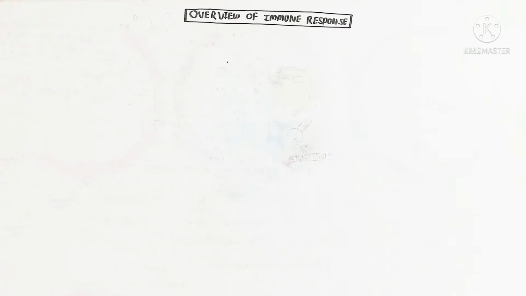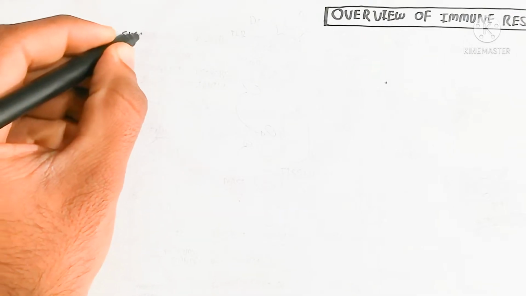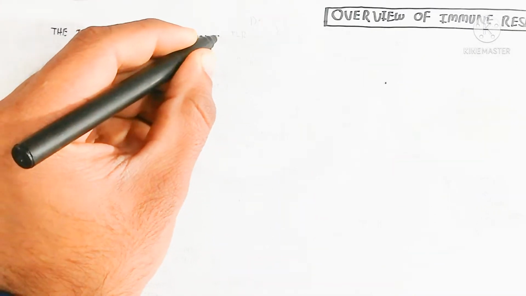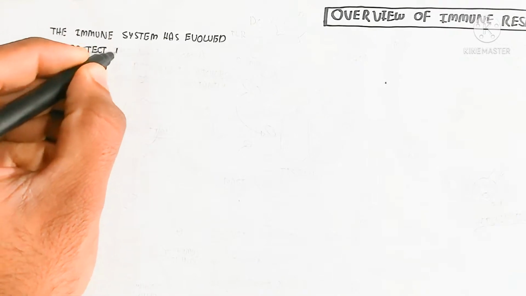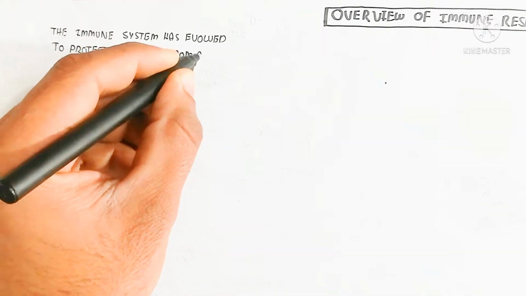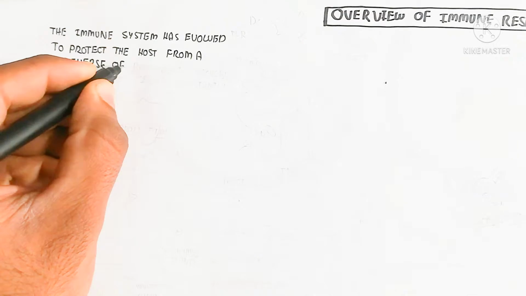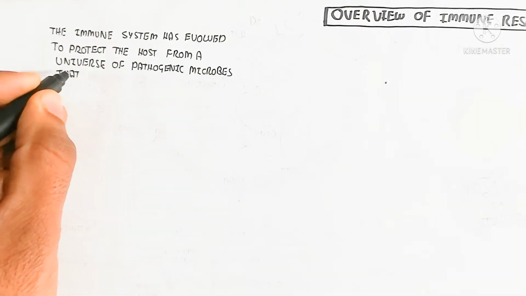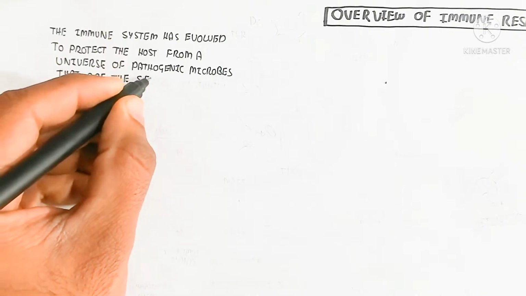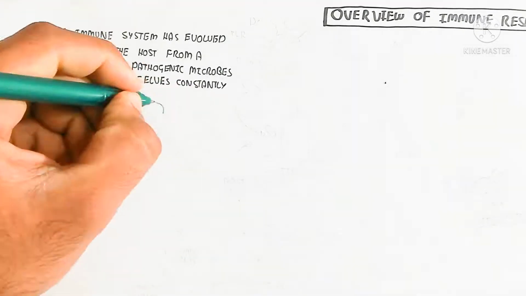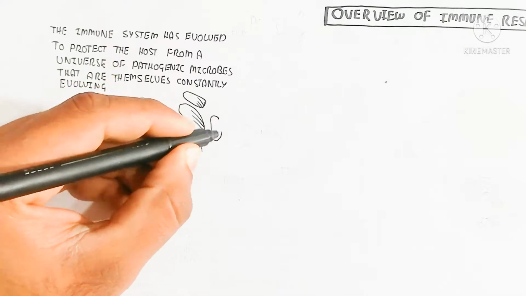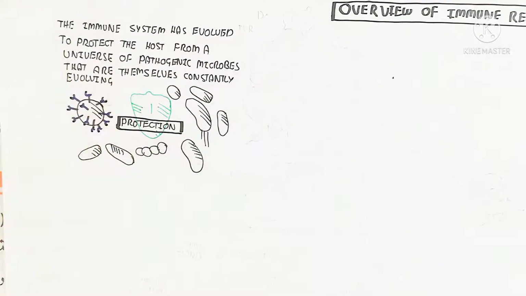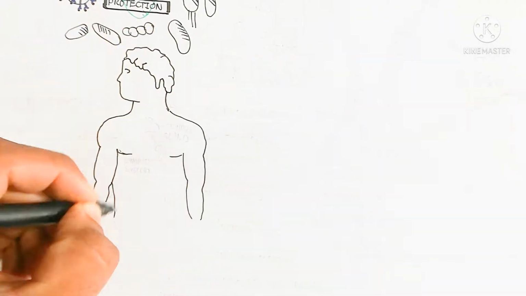The immune system has evolved to protect the host from a universe of pathogenic microbes that are themselves constantly evolving. So the evolutionary process will adapt and change the variations of the pathogen for infection of the host. That is why our bodies also adapt and evolve throughout life to combat a pathogen. So it is known as the immune system in our body.